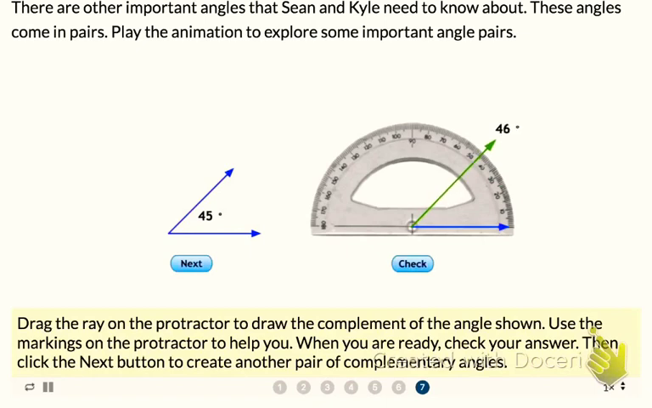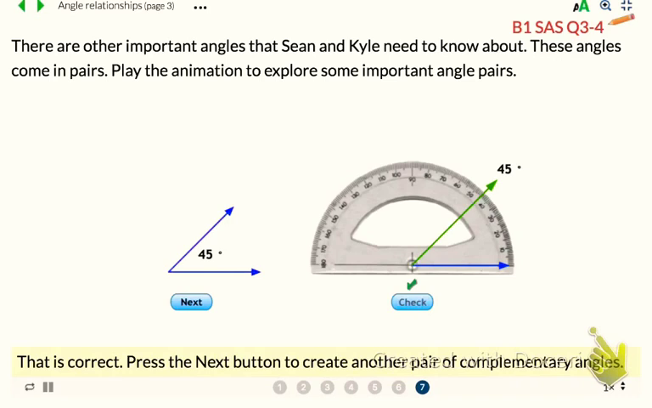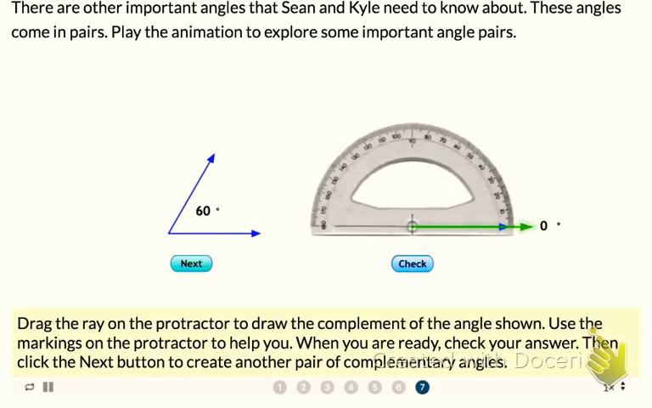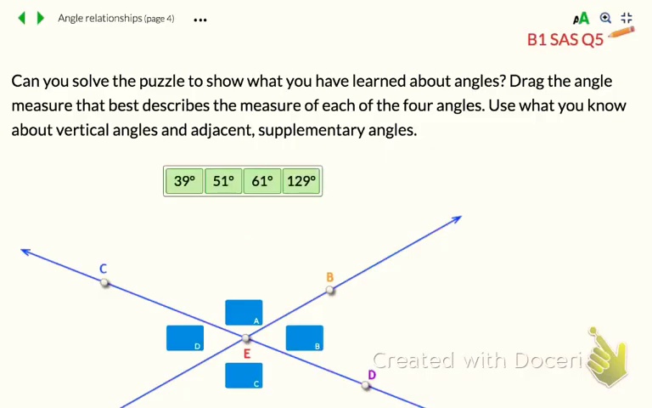Wow, this is harder than it looks to get right on 45. There we go, and it says that is correct. And then it says press the next button if we want to create another pair, which I'm not going to do right now because I'll let you practice that on your own if you would like.